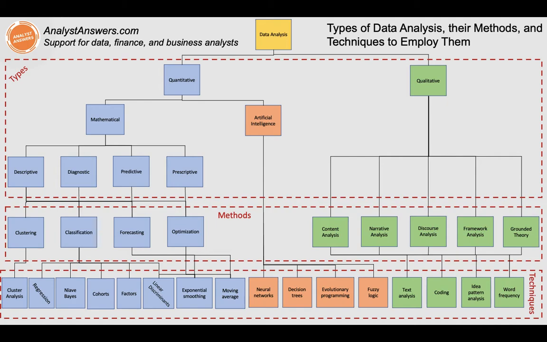And then finally, on the right, you've got qualitative, all in green, qualitative types of data analysis. We don't have any subtypes, but they do have methods, mainly 5, which are content, narrative, discourse, framework, and grounded theory. If you break those down into techniques, essentially qualitative data analysis consists of textual analysis, coding, which is not data or programming language coding, but it is turning words into codes or recognizable patterns, which we can call idea pattern analysis, and word frequency.